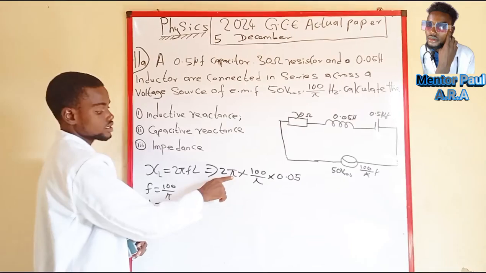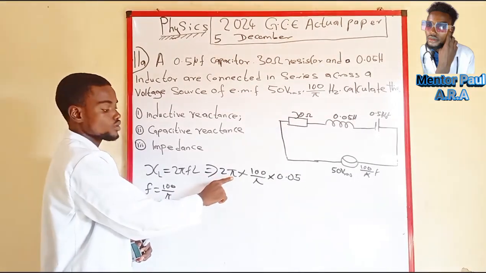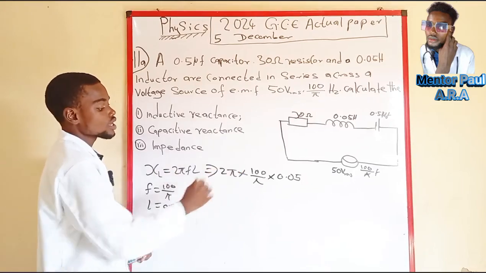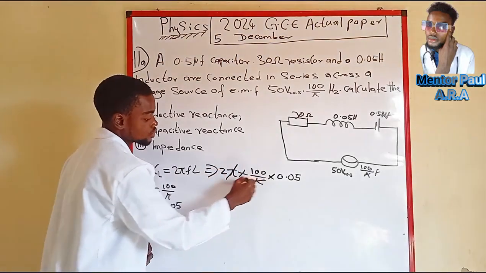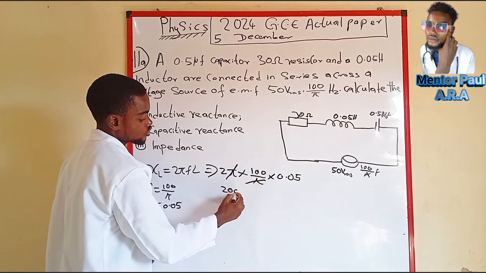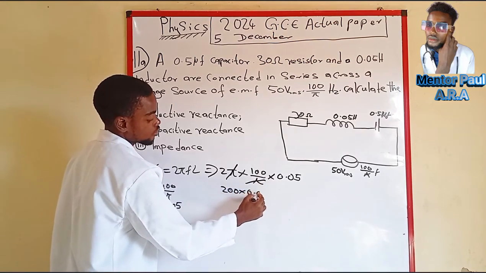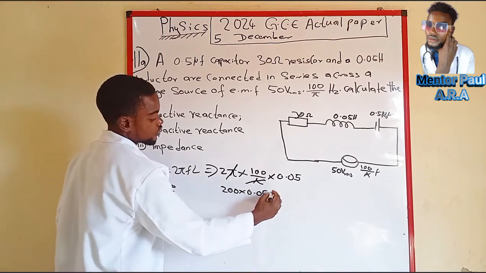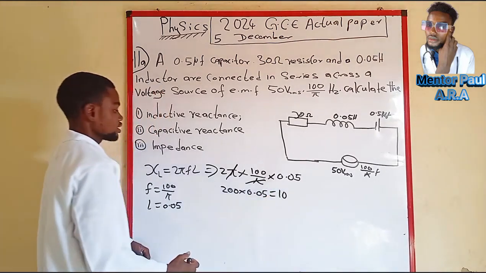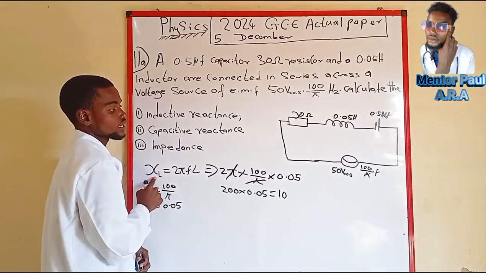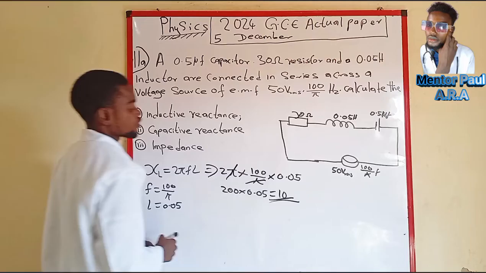Remember that I didn't change this pi to 22/7 or to a decimal, because I would like to use it and cancel the pi that I have over here. So 2 multiplied by 100, I have 200, multiplied by 0.05. When you multiply 200 by 0.05, you have 10. And this is what we have as our inductive reactance. So that's the answer for the first one.